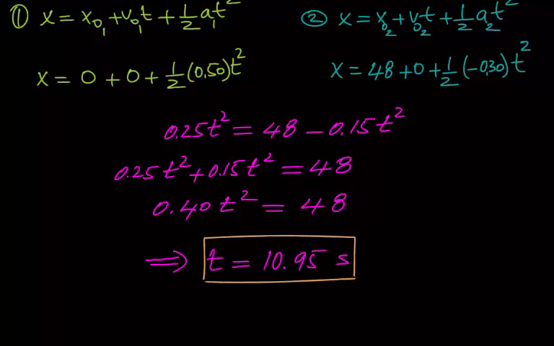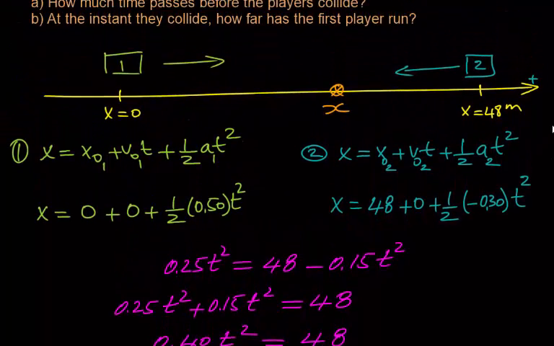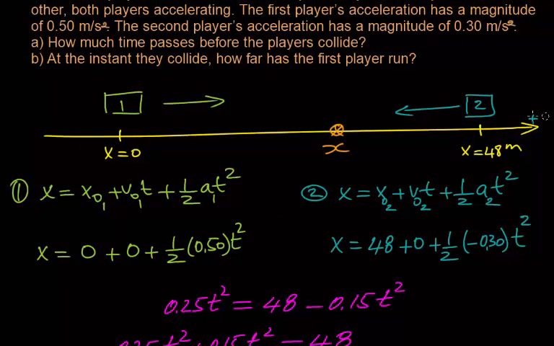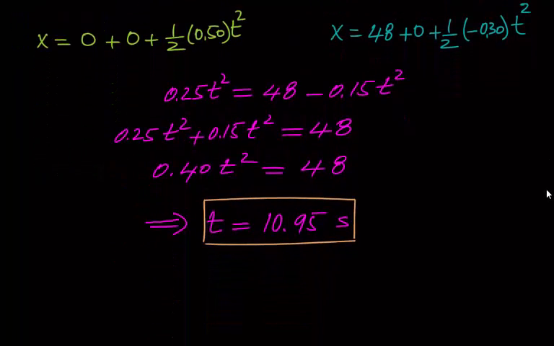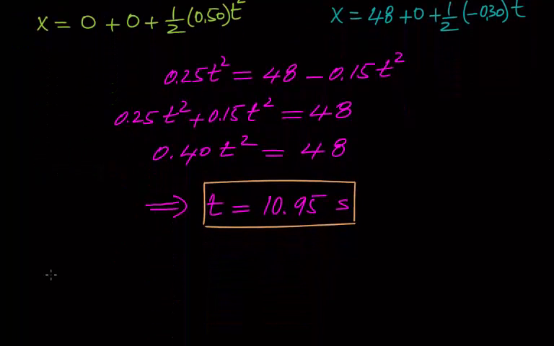To solve for part B, which is at the instant they collide, how far has the first player run? We need to use the equation for player 1, okay? Player 1 equation, x equals 1/2 times 0.50 t squared. All you need to do is substitute the t here and solve for x.